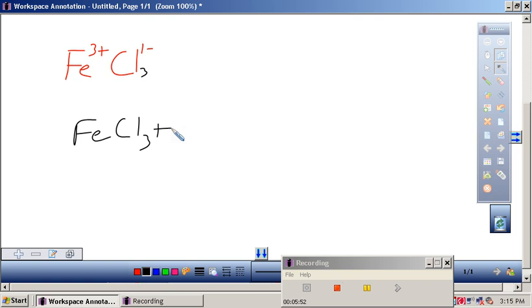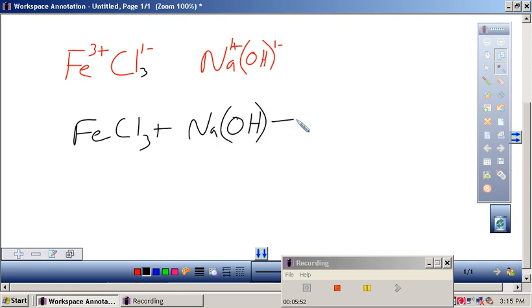It's going to react with sodium hydroxide. So sodium is an element. Hydroxide is that polyatomic we should all memorize. If not, you can look it up. Sodium's group 1. Okay, crisscross the charges. So that's going to be probably a double replacement reaction.